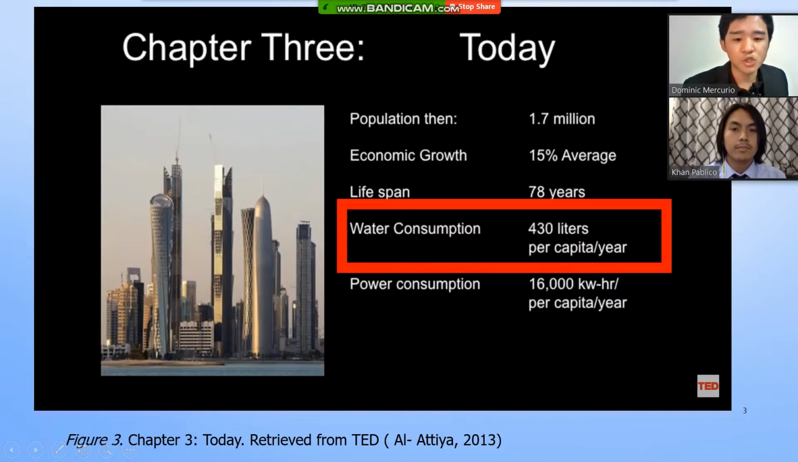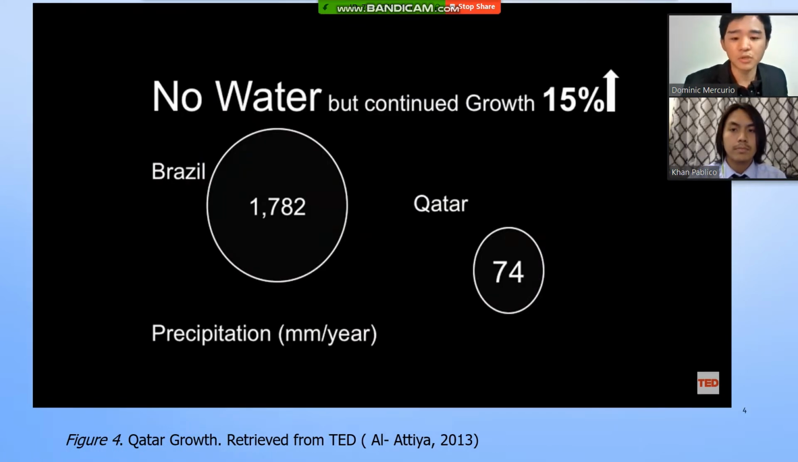The water consumption grew. From zero, it became 430 liters per capita per year, and according to him, it is among the highest consumption of water in the world. So how did a country like Qatar, which has 74 millimeters of rain per year, have a growth of 15%? Mind that Qatar has no natural source of water.